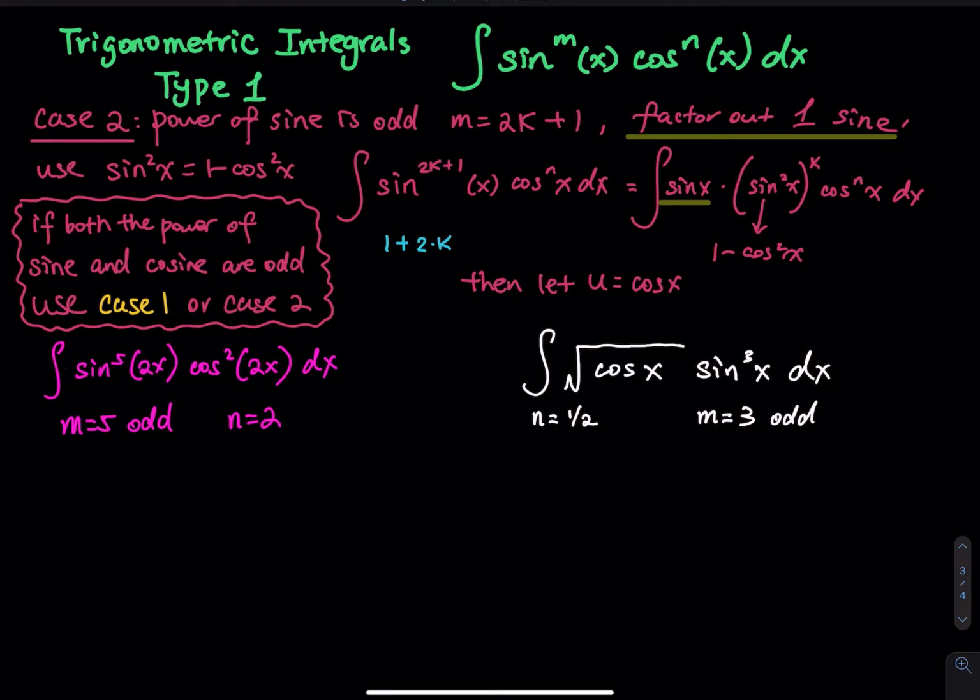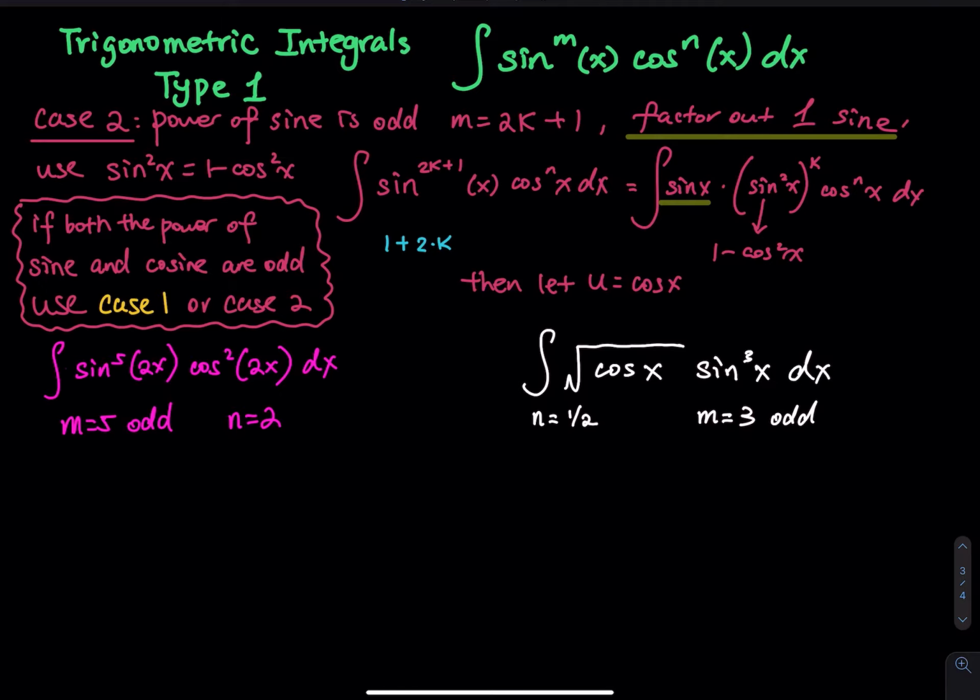We already discussed case 1 in the previous video. Case 1 refers to the power of cosine being odd. So either cosine has an odd power, case 1, or sine has an odd power, case 2. There is a note right here in the box. If in one integral both the power of sine and cosine have odd power, then either case 1 is fine or case 2 is fine. Either you follow case 1 or you follow case 2.